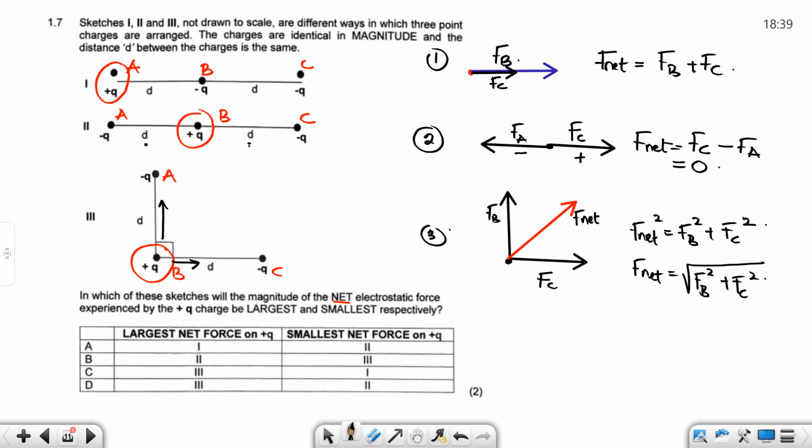Yes, Texan says 1. And I agree. 1 will be the greatest. Do you notice 3? We still have to find the square root, which brings the number down.